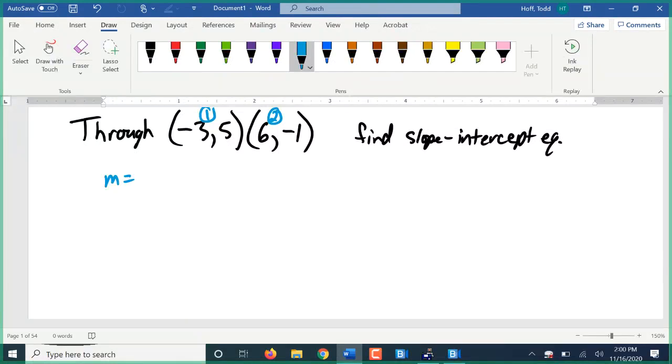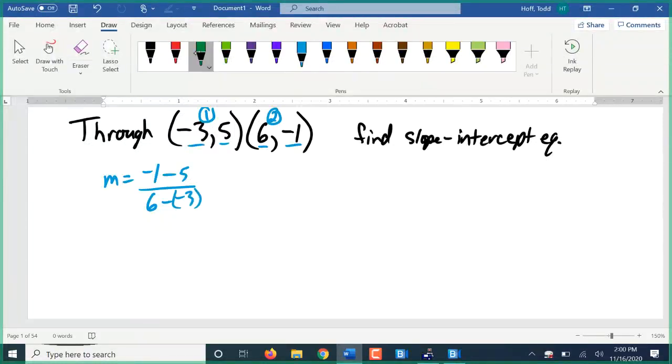Let's take a look. First step here is we have to find the slope. So I'll label my points 1 and 2. My slope will be y2, which is -1, minus y1, which is 5, over x2, which is 6, minus x1, which is -3. -1 minus 5 is -6. 6 minus a -3 is the same as 6 plus 3, which is 9. So that reduces to -2/3.